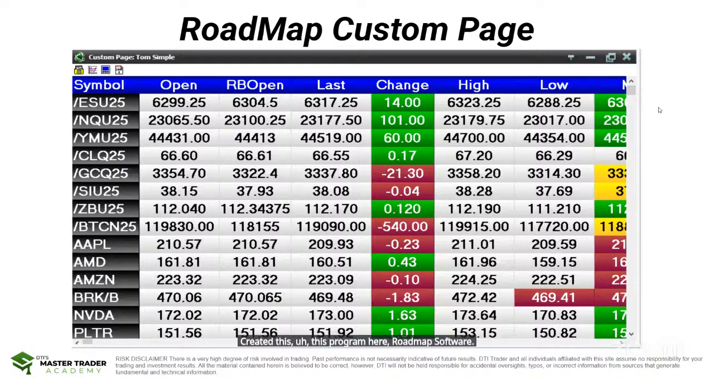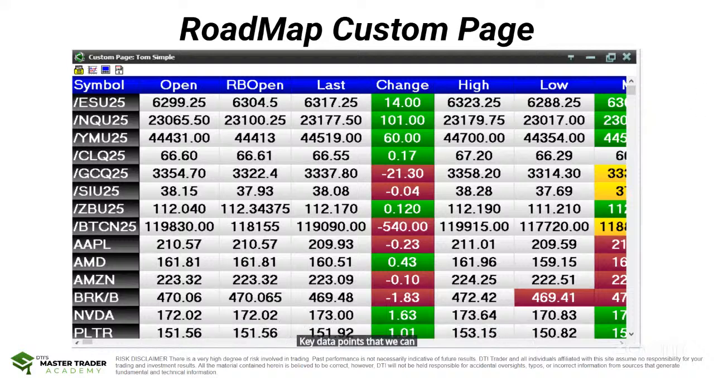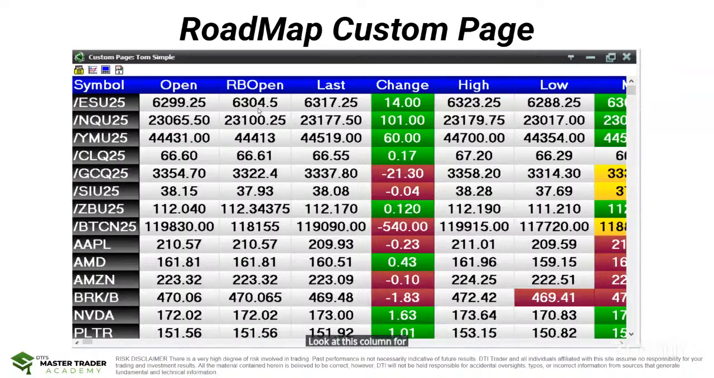The first is a custom page. It is a standard watch list, but there are key data points that we can add on here that you can't find anywhere else. So look at this column for RB Open. We talked about reference bars. Look at the top line, the S&P futures. Current price 63.17 when I took this picture.